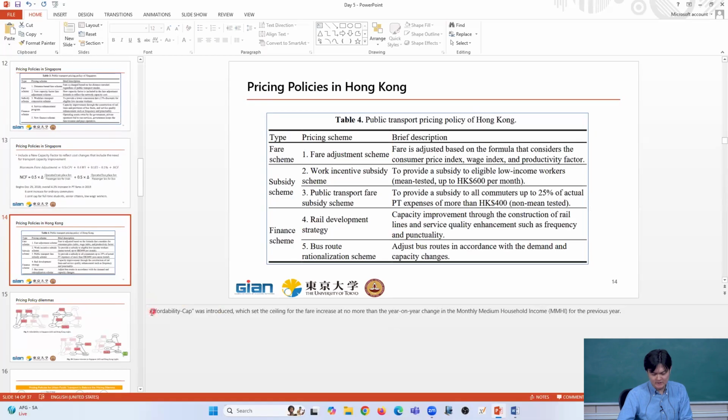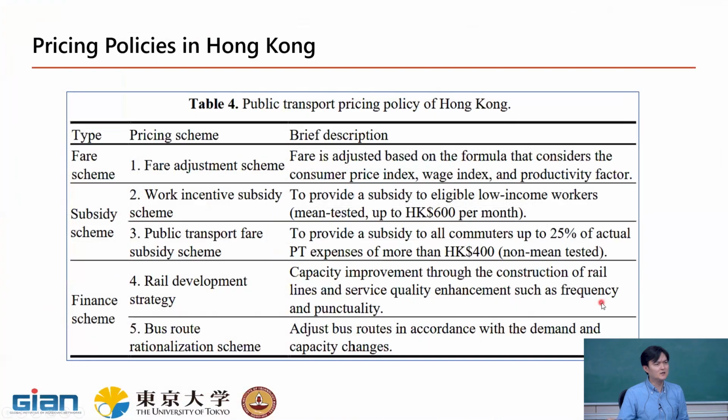So the fare adjustment scheme originally was also capped. It set the ceiling for the fare increase at no more than the year-on-year change in the monthly median household income for the previous year. Okay. So they'll have economic data about how much people are spending and the monthly income of each household, and year-on-year, the percentage that it goes up or down. If it goes up, maybe 2% or 3%, you are not allowed to increase this price more than 2% or 3%. That's how it's capped.